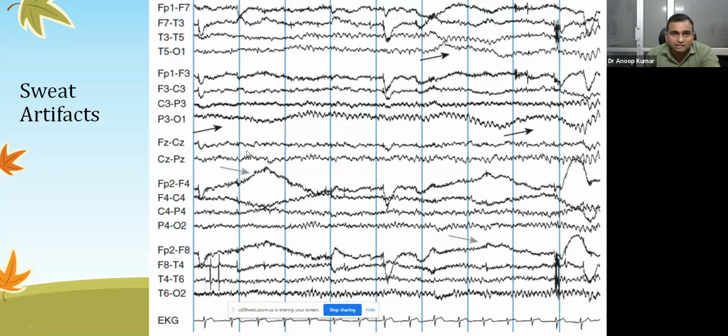Now you can see the sweat artifact. When sweat comes between the electrode and the skin, there is a slight disturbance in the background, and you can see the misalignment of the electrode and skin, and there is a deviation of the baseline like this and this. You are seeing it at the arrows.